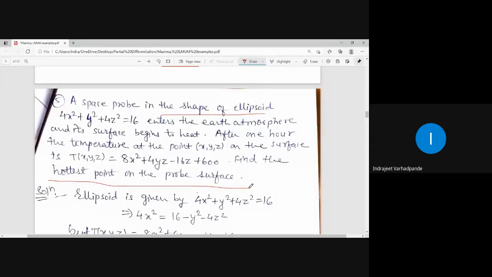Hottest point on the probe surface means what we are actually trying to find? Maximum point. Yes, the maximum heating point. So here the expected answer is that the function should come out as maximum. Condition for maxima is RT minus S square greater than 0, R less than 0.